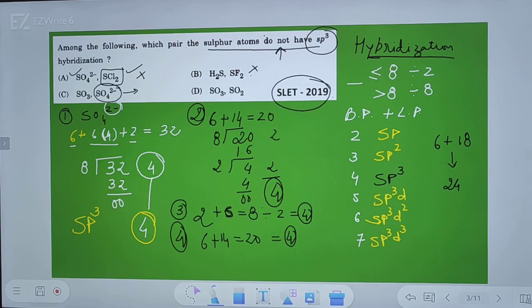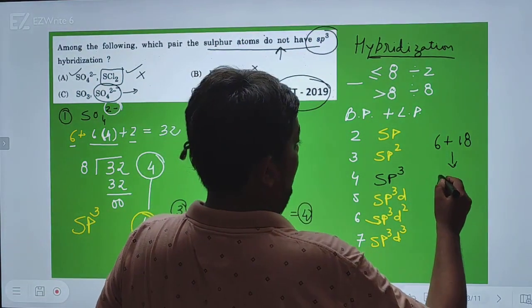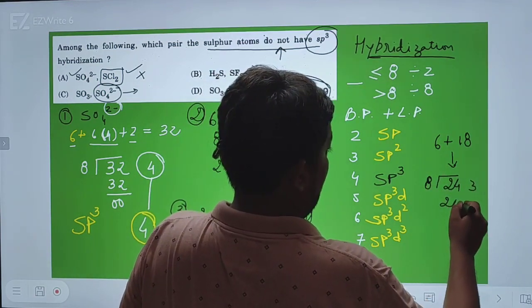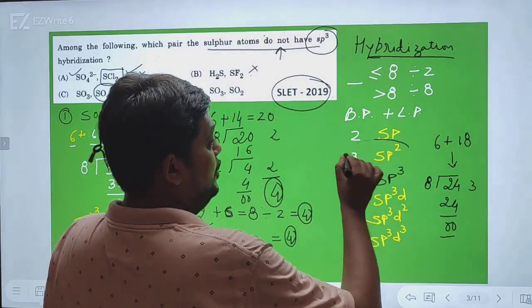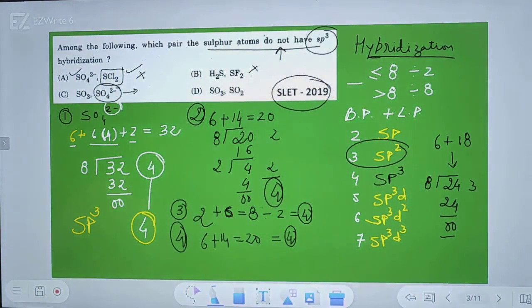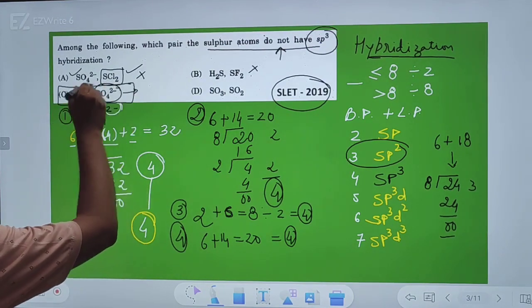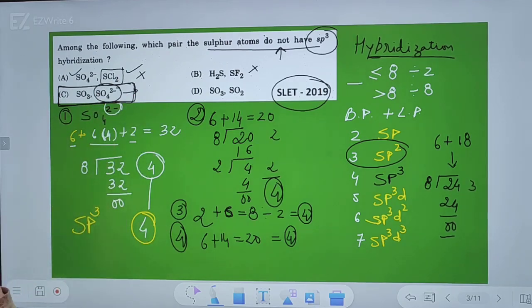valence electrons. And when the number of valence electrons is 24, you just divide by 8 and you yourself will get an idea that it is 8 3 times 24, and when it is 8 3 times 24, friends, it will shift to sp2. So probably this is sp2 and sp3, so this has to be our answer. Option C, SLET 2019. But just let us check SO3 and SO2 what happens. One is sp3, one is not.